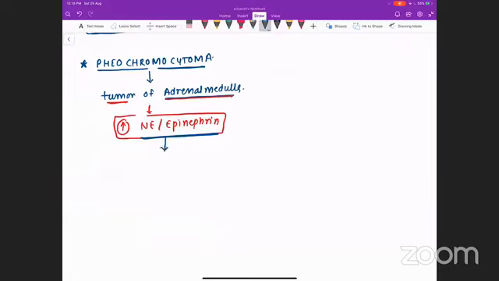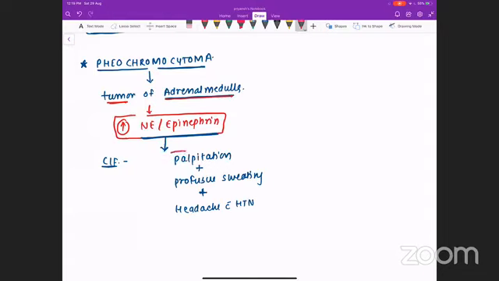So how are they going to produce the symptoms? See, what they will lead to is palpitation. They will increase the heart rate. They will lead to profuse sweating. And they will also lead to headache with hypertension. This is a classical triad for pheochromocytoma: palpitation, profuse sweating, and headache with hypertension.